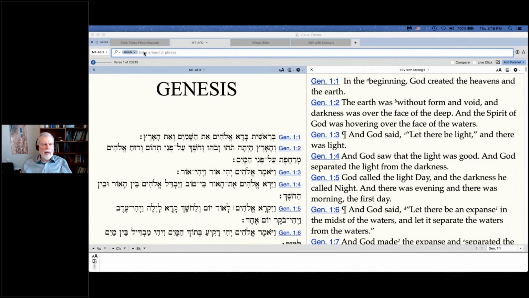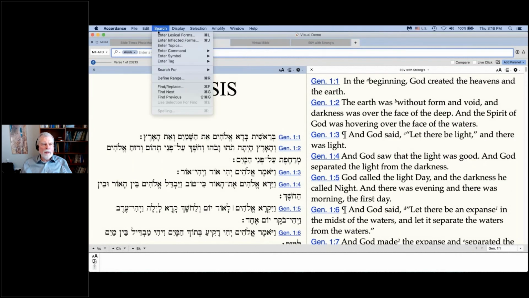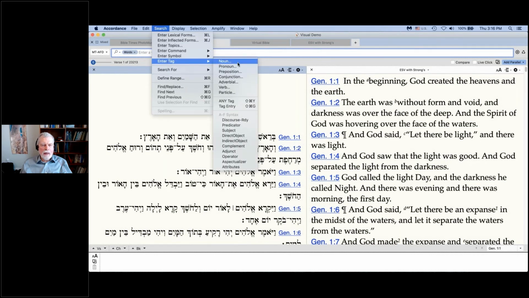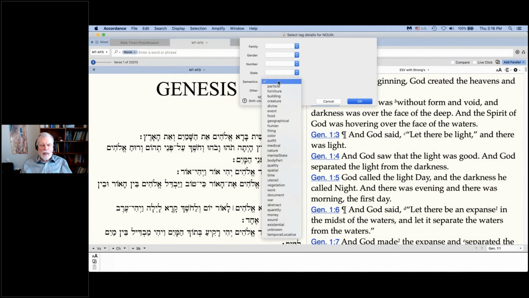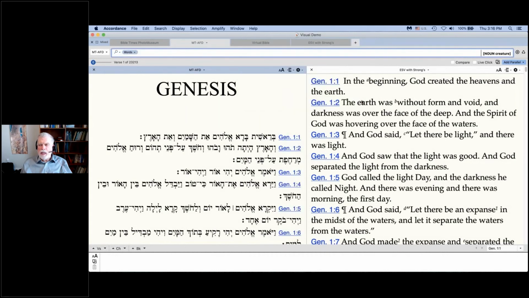Now I'm going to search by tag. I'm going to do a noun. We know it's a noun. And so I'm going to go to semantics. Now where is it? Oh, a creature. I think that's what it is, not animal. Let's do creature. Okay. So that says do a noun that's a creature. And now we do it.